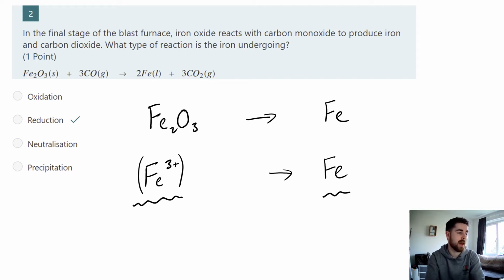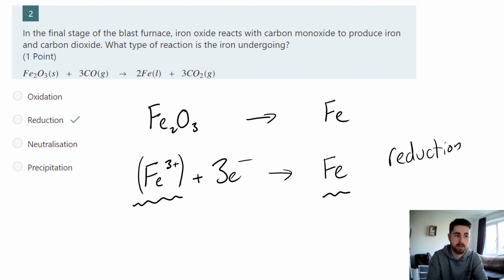So what do we have then? We have Fe3+ going to Fe. How do we get from Fe3+, which is a 3 plus ion, to an overall neutral Fe atom? The way we do that is we need to get that 3 plus charge and add 3 electrons, so we get to the same number of protons and electrons. We need to add 3 electrons. So we have an ion gaining electrons to become an atom. So what we end up with here is a reduction reaction. Reduction is gain of electrons.